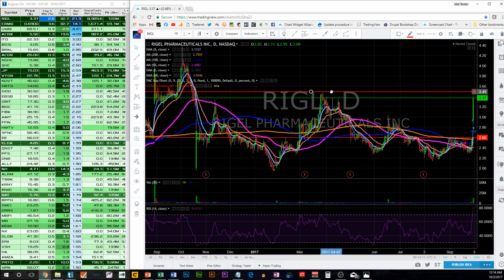It would need to break this level with good volume, maybe even this level, because if you look left, there's this candle here. So we need to break even that level. I would say 357, which is 20 cents away from where we are today, to push to there.